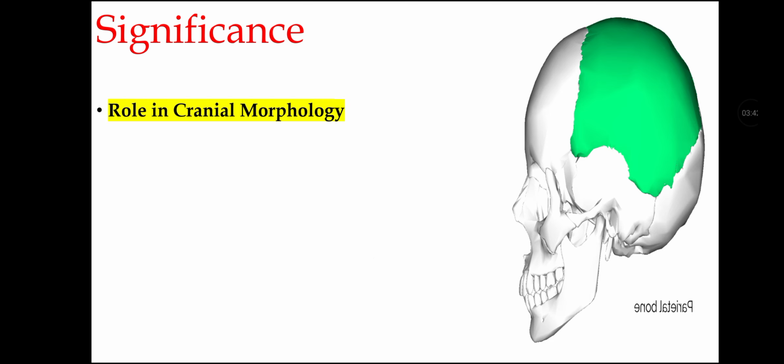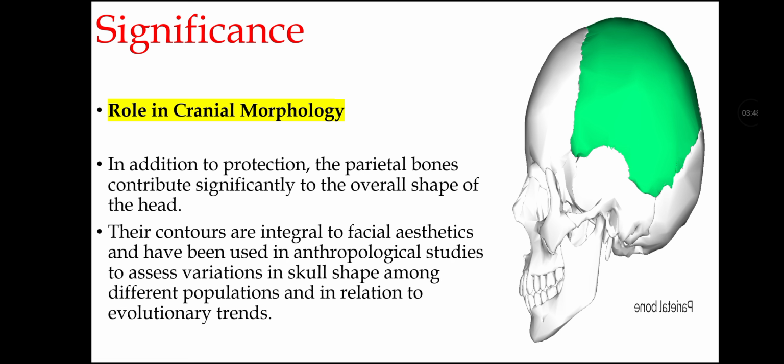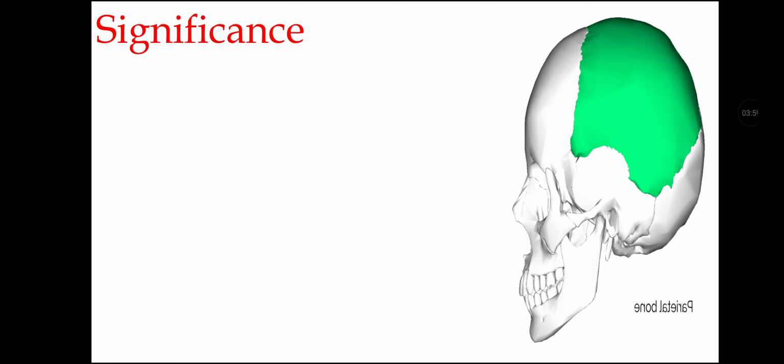The second significance is that it has a role in cranial morphology. In addition to protection, the parietal bones contribute significantly to the overall shape of the head. Their contours are integral to facial aesthetics and have been used in anthropological studies to assess variation in skull shape among different populations in relation to evolutionary trends.